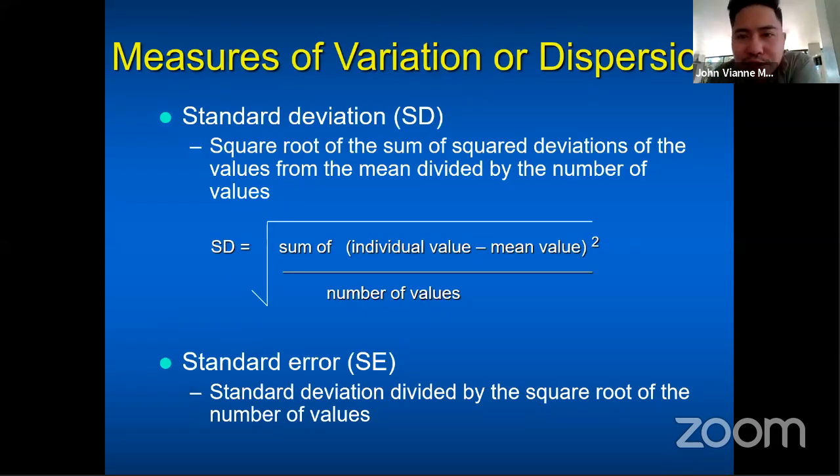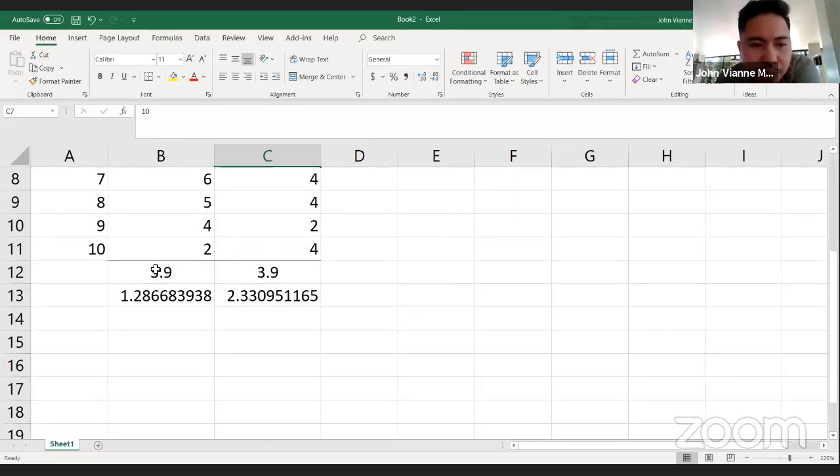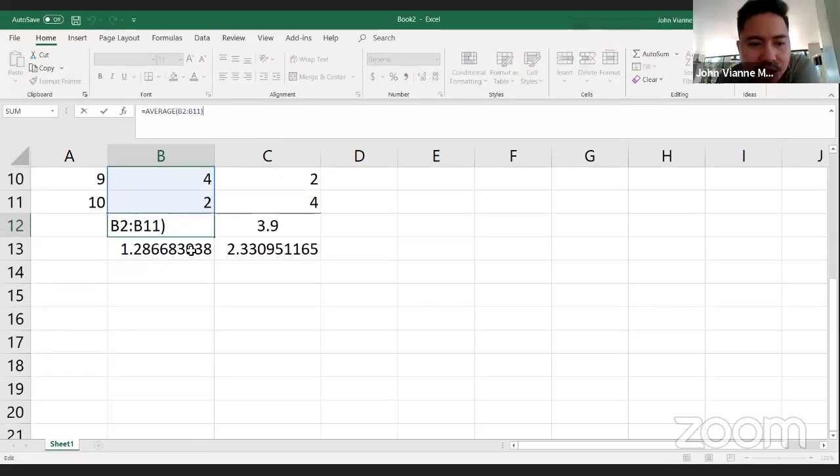So this one, measures of standard deviation or variation. Earlier, we computed the formula for mean and standard deviation. So let's go back. The formula for mean is just the average of all the values in Excel. And for standard deviation, it's the same thing, but instead of typing AVERAGE, you type STDEV. So that's the standard deviation.